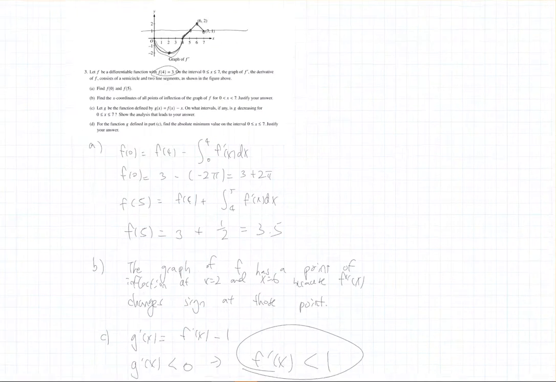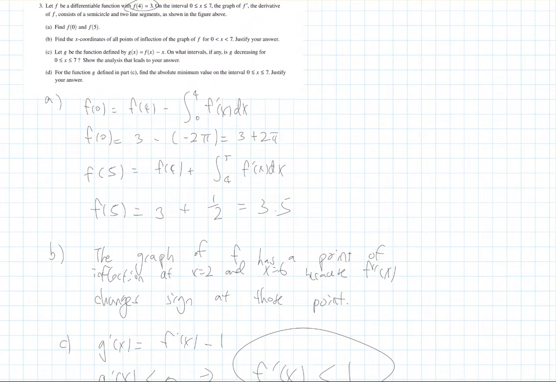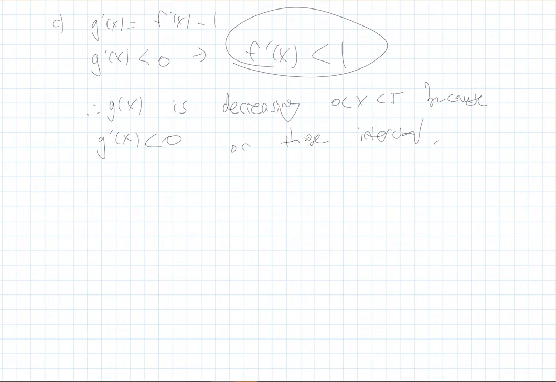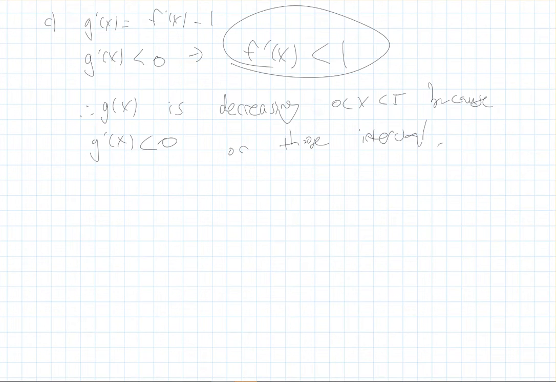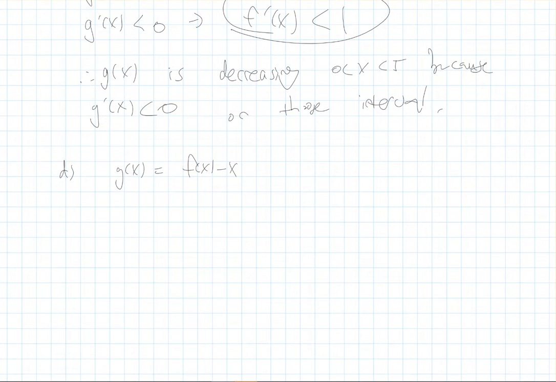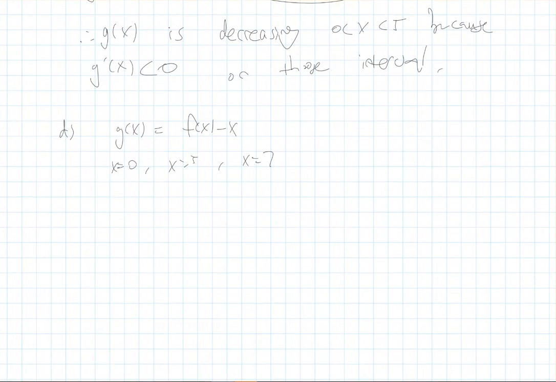For D, it is for the function g defined in part C, find the absolute minimum value on the interval 0 to 7, and justify your answer. So since g x equals f x minus x, and this is continuous, the absolute minimum will be at the endpoint or the critical point, and we can do this by candidates test, and we will use x equals 0, x equals 5, and x equals 7 to see which one has the lowest value.